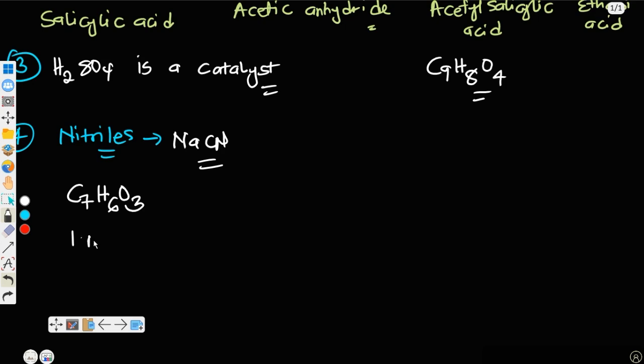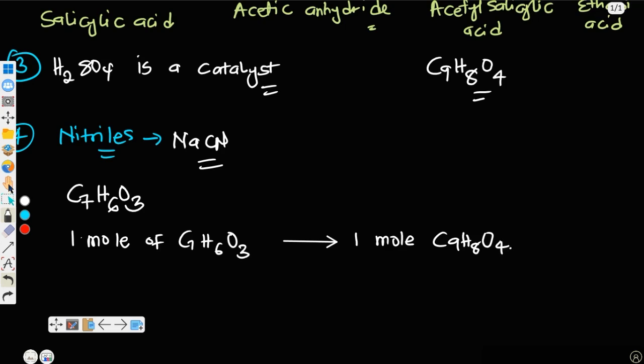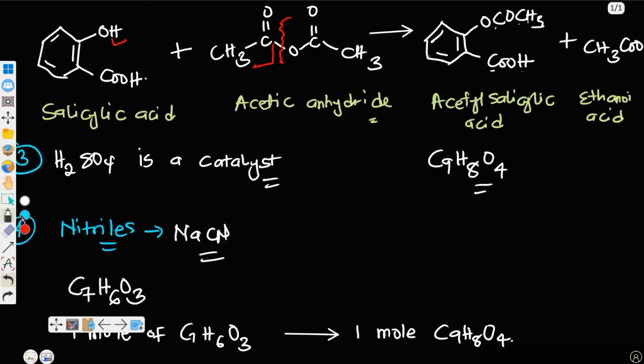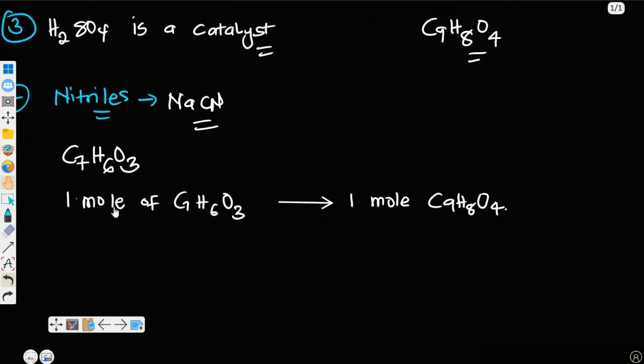So you can come here and say, by virtue of this, 1 mole of C7H6O3 will give us, from the balanced equation, 1 mole of C9H8O4. What do we mean by that? If you look at this, the molar ratio here is 1:1, or the mole ratio. Is that okay? That is why I wrote this as 1 mole of this is equal to 1 mole of this. So what is the molecular mass?